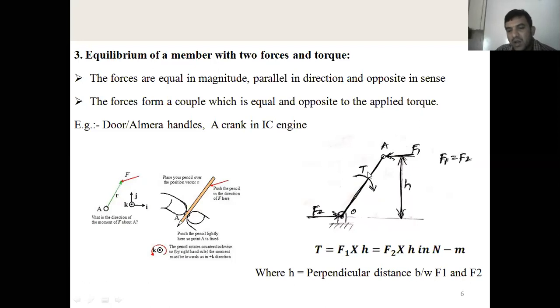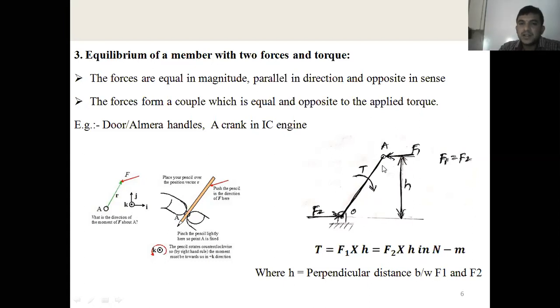What is a torque? Torque, as you know, is force into distance. What distance here? Perpendicular distance. That is, torque is equal to force into distance. Now what are these two forces? F1 and F2 acting on the hinges should be of the same magnitude but acting in opposite direction and parallel to each other, not on the same line. Then torque is equal to force into distance. Either you can take F1 into H or F2 into H. The unit should be Newton meter, where H is nothing but the perpendicular distance between F1 and F2.